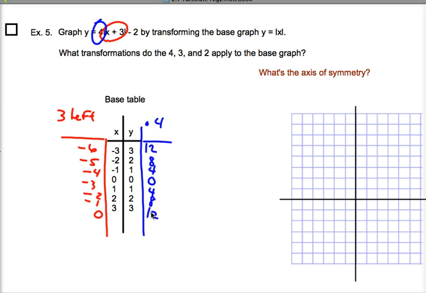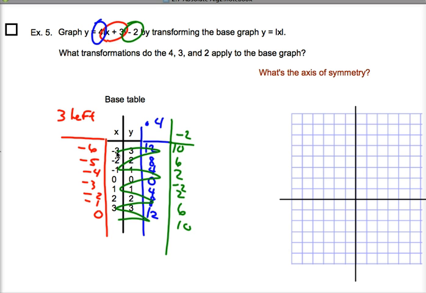Okay. Then finally we've got the -2. That also affects the y. -2 is 2 down, so you take all these and subtract 2. 10, 6, 2, -2, 2, 6, 10. So here's my new points that I use.